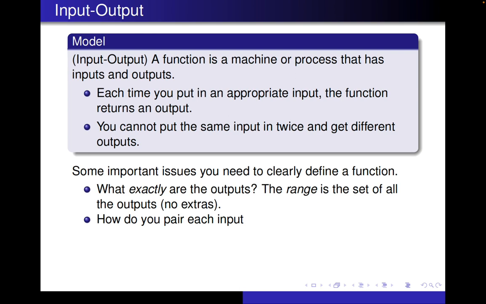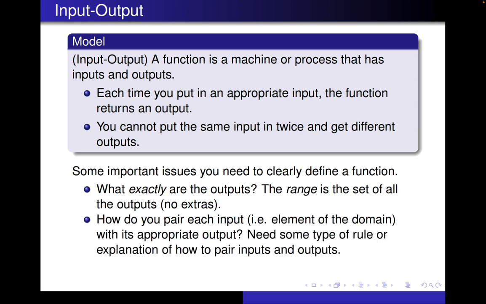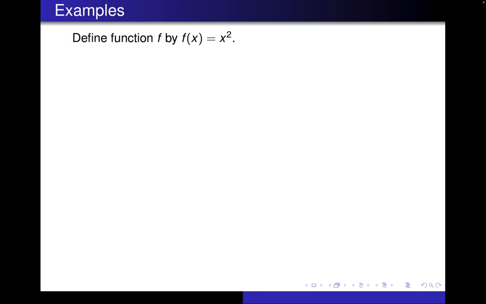So the question is now, how do you pair each input, in other words, an element of the domain, with its appropriate output? Well, there's a couple of ways we can express this function. We need some type of rule or some kind of explanation or some other way to pair the inputs with the outputs. So one of the most common ways you can do that is using a formula. So you can define a function f by f of x equals x squared.